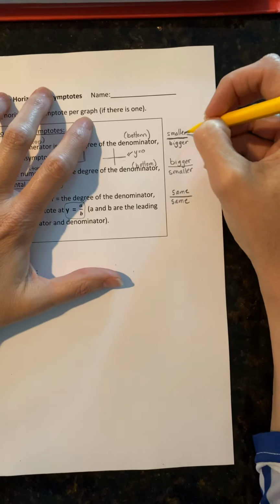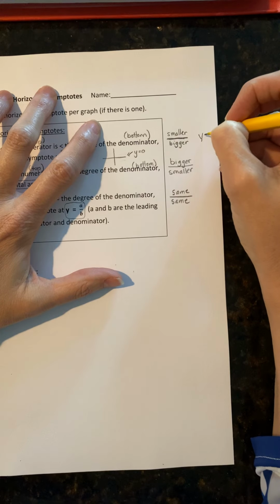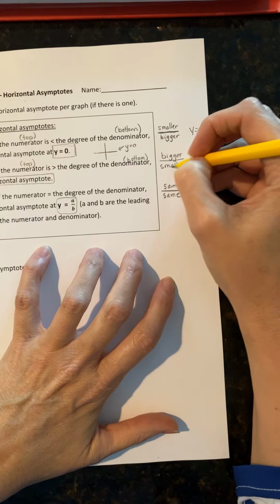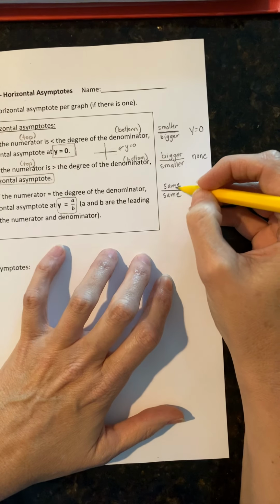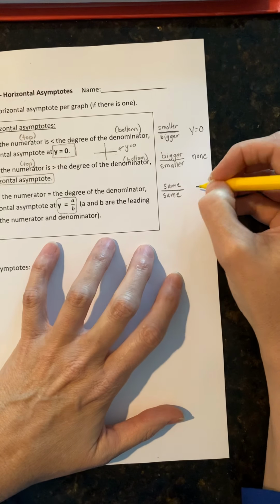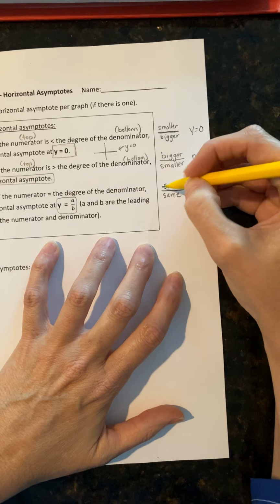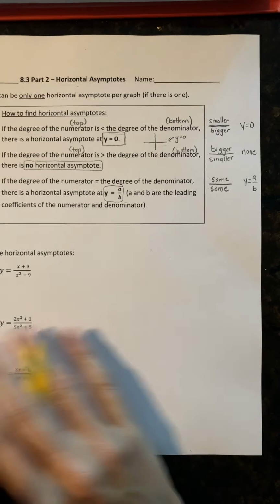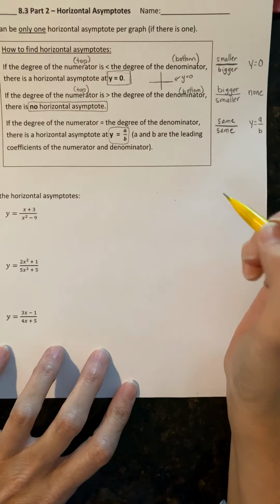Okay, so if it's a smaller degree over a bigger degree, there is one at y equals 0. If it's a bigger degree over a smaller degree, then there is none. And if they're the same degree, top and bottom, then it's y equals a over b, where a and b are these leading numbers. And so all you have to know is the degrees. You just have to compare the degrees. They don't have to be factored. In fact, we would like them unfactored to be able to see their degrees a little better.